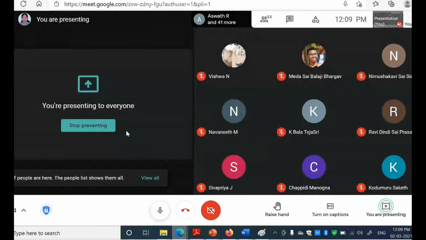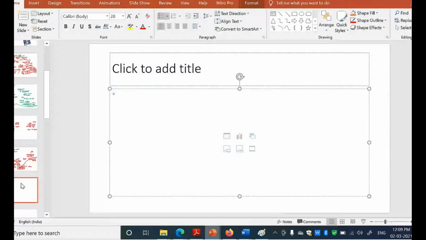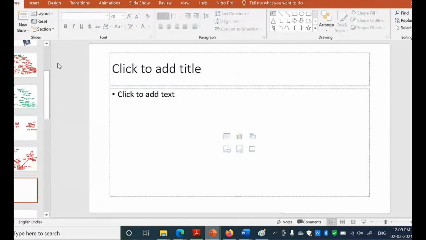Okay. So now, sorry. Will that be a problem with Mozilla? Okay. Is it visible? The screen is visible.